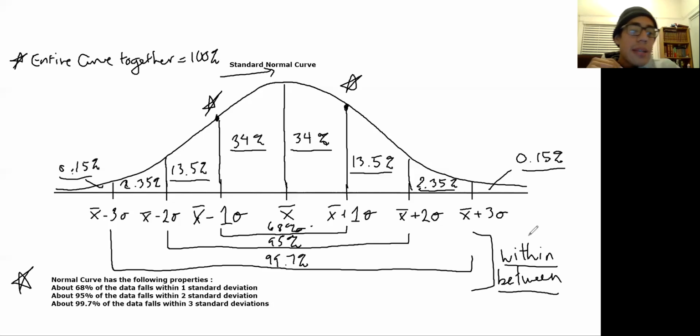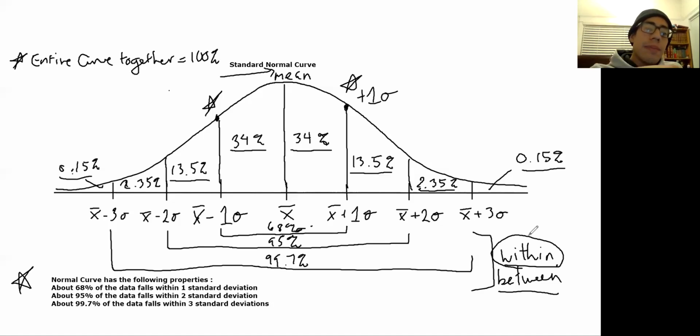So if you look down here where it says normal curve, about 68% of the data falls within one standard deviation. There goes that word within, right? Notice how I said within one standard deviation. That means that my mean is over here. My mean is right in the middle. To the right of the mean is plus 1 standard deviation, right? To the left of the mean is minus 1 standard deviation. If I say I want to know how much data is within 1 standard deviation, it's between those 2 points.